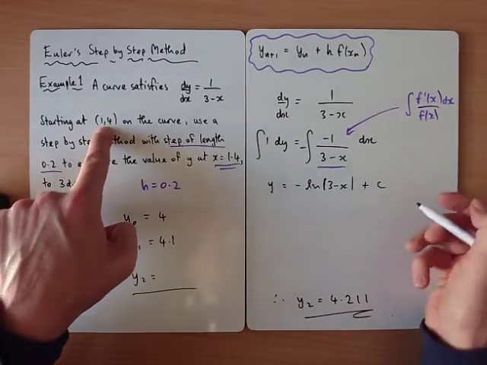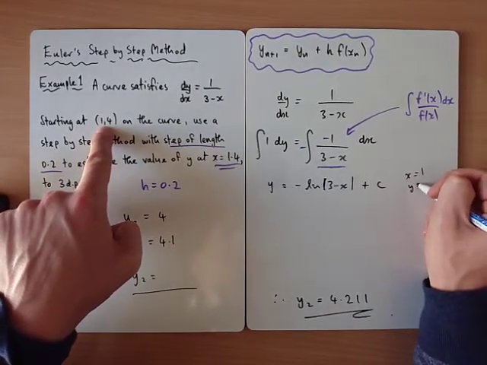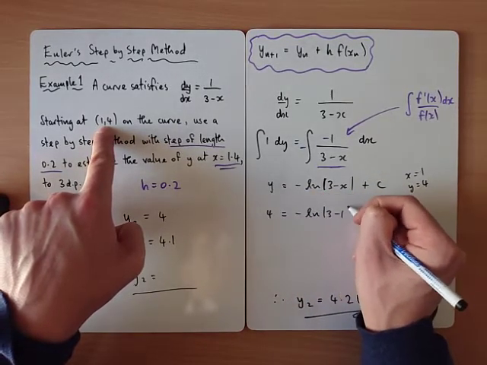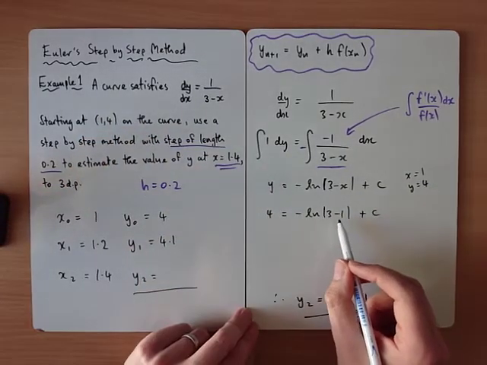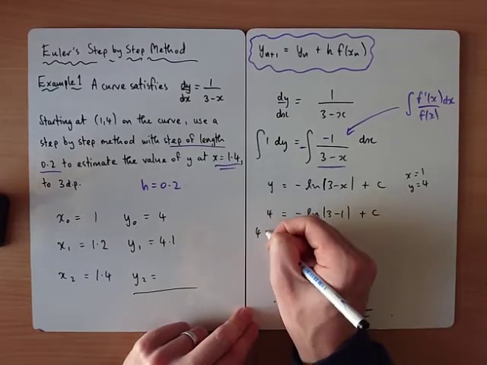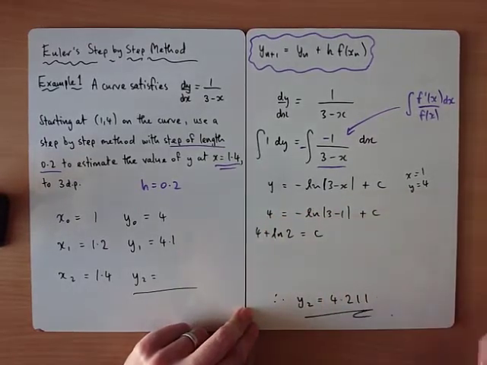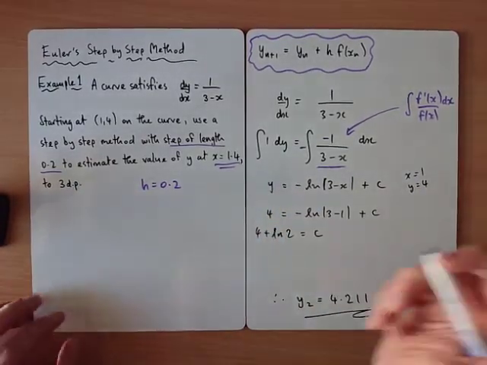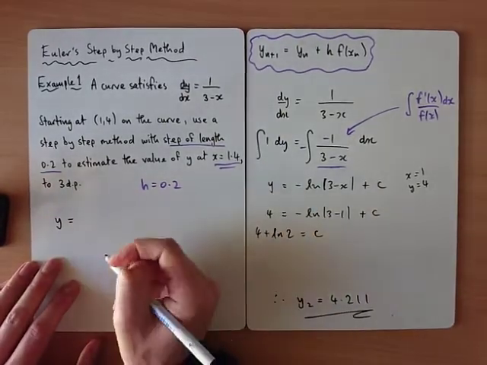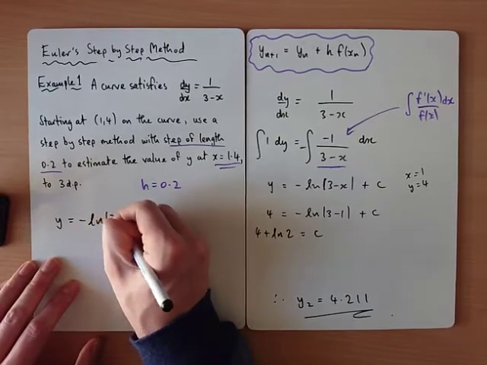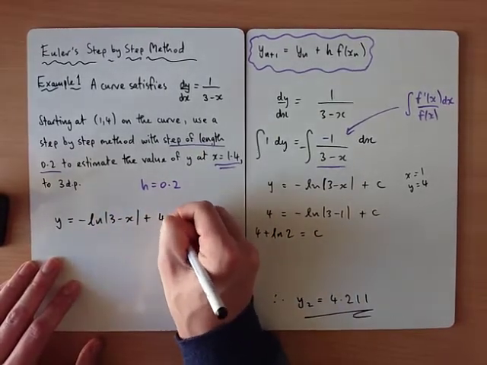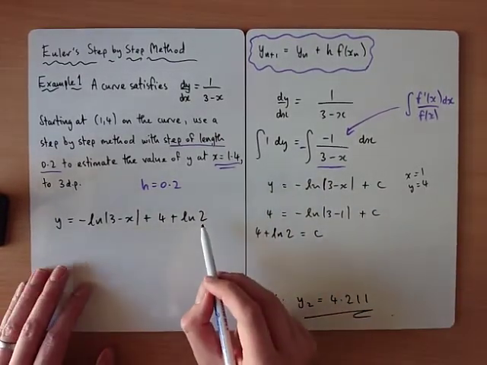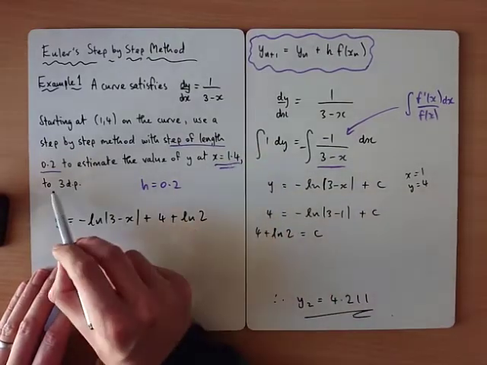Figure out what the constant is. So we know that when x equals 1, y equals 4. So that'd be ln 2, so minus ln 2, so 4 plus ln 2 would equal our constant. So the function we've got is y equals minus ln modulus 3 minus x plus 4 plus ln 2. I could group the logs together, but really all I care about is, once I've integrated and found my function, when x equals 1.4, what is the y value?